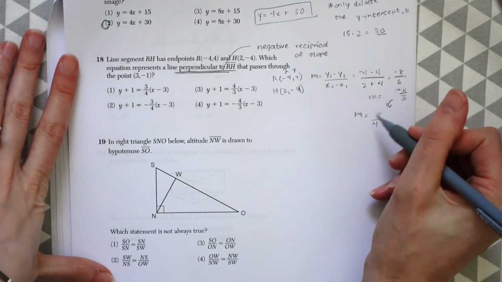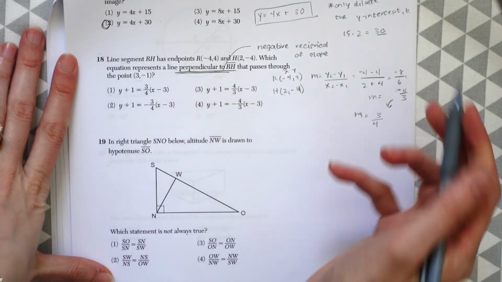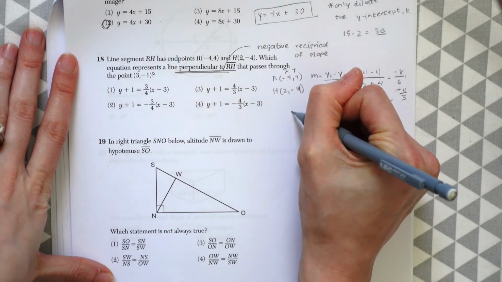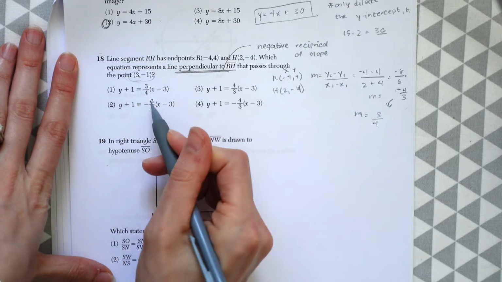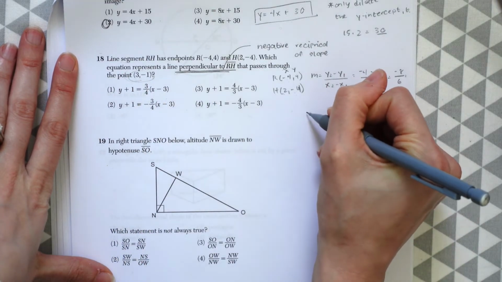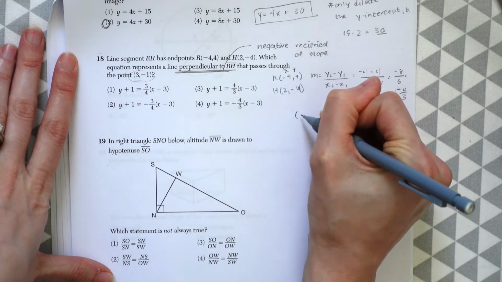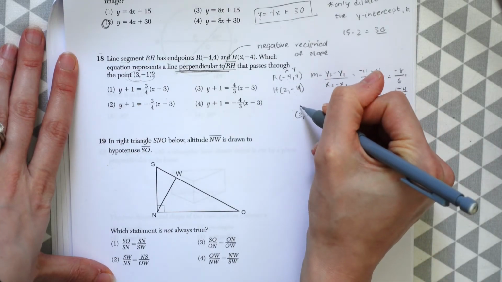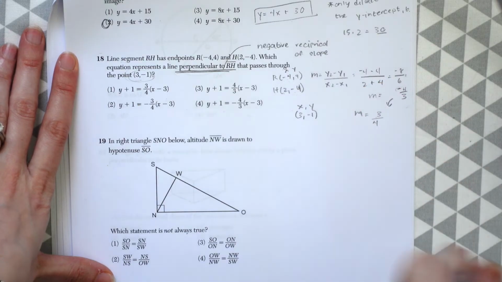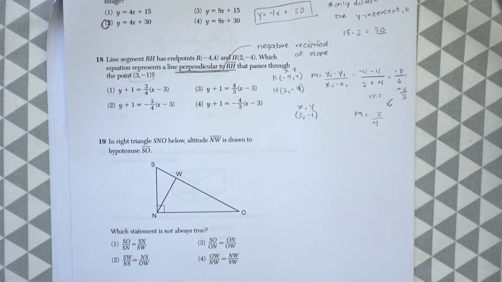So we have our slope, and then they give us our point. So we actually don't have to find our y-intercept. They give us our point, and it's in point slope form, so we actually don't need to find the y-intercept. So our point that they give us for this line is 3, -1. And then we just have to put this in point slope form.